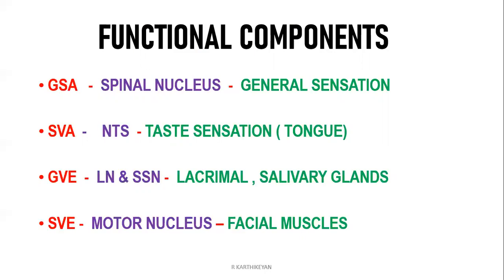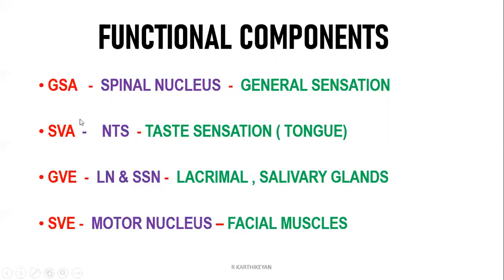So every functional component arises from some nucleus. What you will write is the functional component, the nucleus it arises from, and its role. If you take general somatic afferent, we have already seen general sensations like pain, touch, temperature. The general somatic afferent fibers of the facial nerve arise from a nucleus called the spinal nucleus.